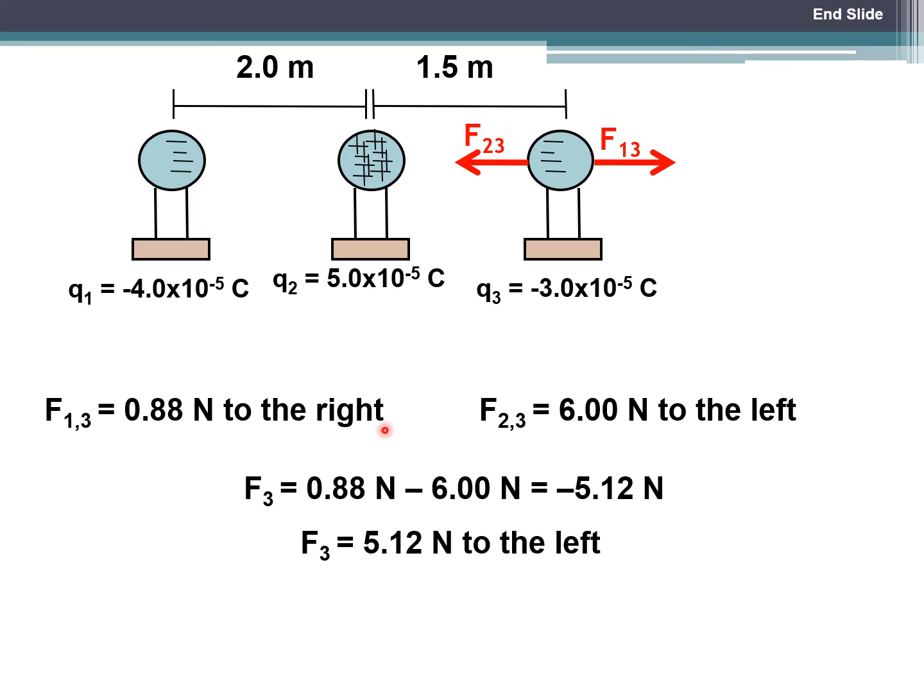So we know those forces. We're going to go ahead and add these two vectors together. The 0.88 is to the right, so it's going to be positive. The 6.00 is going to be to the left, so it's going to be negative, and that's going to be equal to negative 5.12 newtons, and that negative means to the left because we've already translated over from in or out to left or right. So the net force on charge 3 is going to be 5.12 newtons to the left.